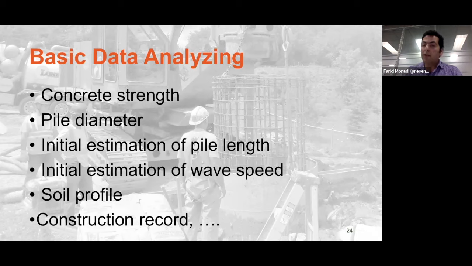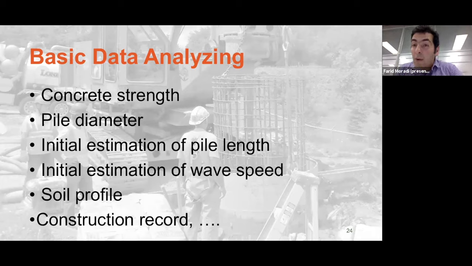Initial explanation of the wave speed. Having an idea about the concrete strength helps you to have some initial estimation about your pile wave speed. Again, you might need to adjust your velocity a little bit in order to make sure the peak you see from your pile end falls exactly in the expected location.